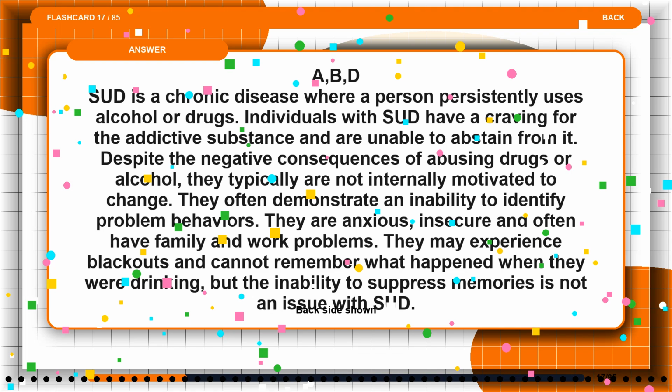The answer is B. SUD is a chronic disease where a person persistently uses alcohol or drugs. Individuals with SUD have a craving for the addictive substance and are unable to abstain from it. Despite the negative consequences of abusing drugs or alcohol, they typically are not internally motivated to change. They often demonstrate an inability to identify problem behaviors.